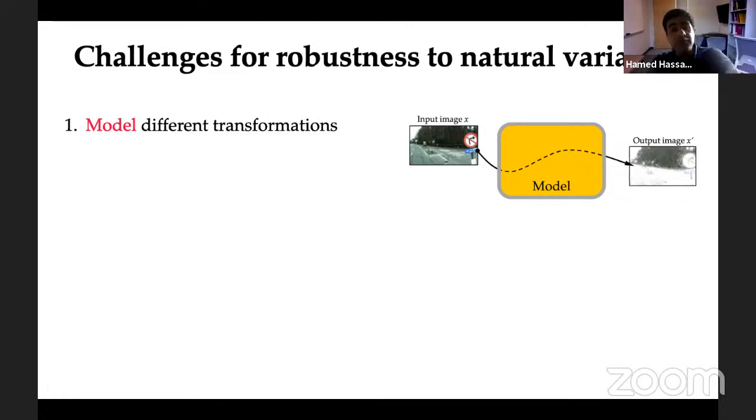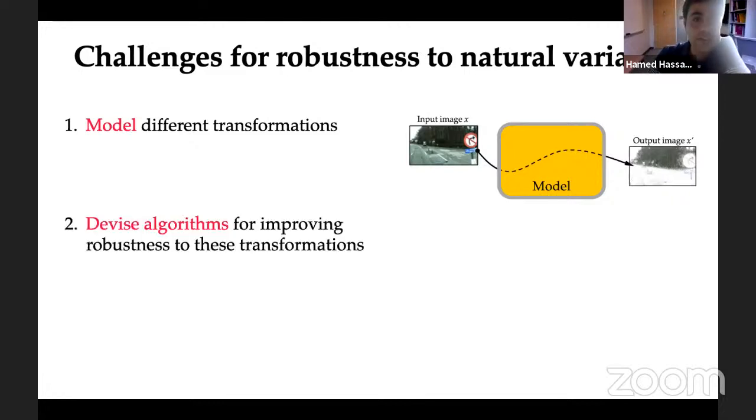And for example, come up with a model that would give us these types of natural variations. Second, once we have the model, how do we leverage these models in order to devise algorithms that make our learning-based models robust against these types of natural variations? So I'm going to answer these two challenges briefly in the second part of the talk.